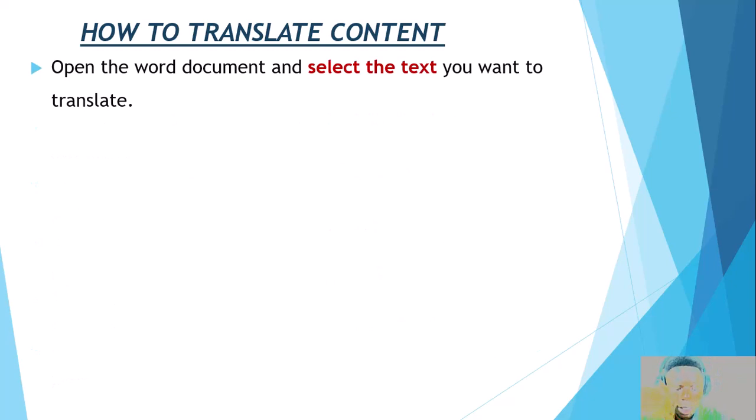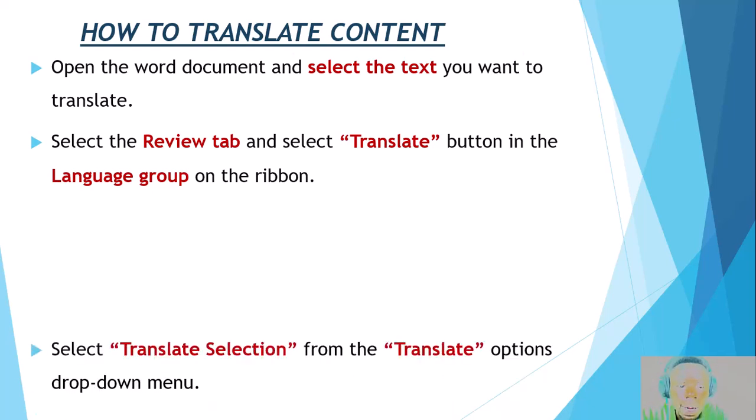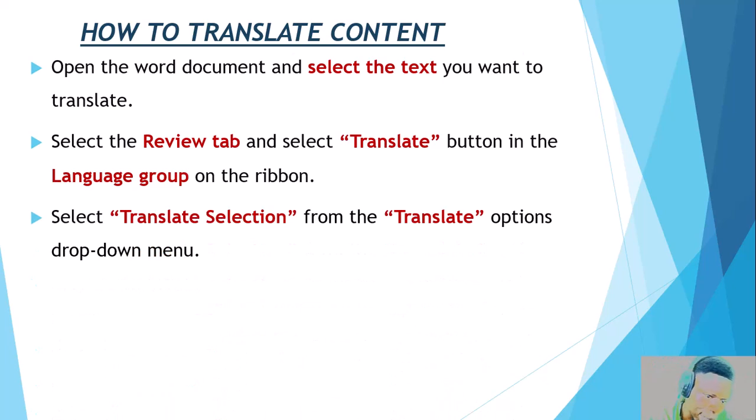To translate it, first you should open your Word document, that's any document in Microsoft Word, and select the text you want to translate. Alright, you go to the Review tab and you select the language grouping. From the language grouping, you select Translate, which is the tool we are going to use to translate. Then you select the translation option from the Translate drop down menu.